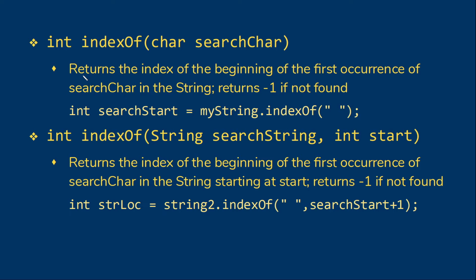We also have a version of the indexOf methods that takes chars instead of whole strings. So that's looking for a specific character, but otherwise they work exactly the same way. In this case with searchStart, we'd be looking for the index of the very first space that it found because it's starting at the beginning, which would be 5. But in this case, we would find the index of the second space, which I believe was 9.